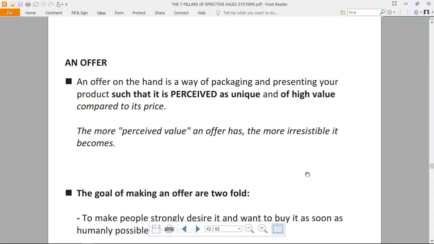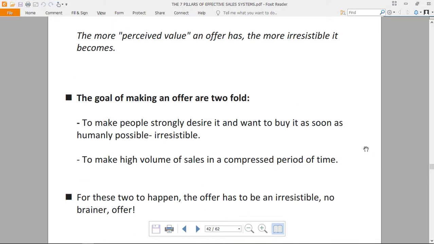Now, the goal of making your offer is twofold. Number one, to make people strongly desire it and want to buy it as soon as humanly possible. So you want to fire up the desire in people and make them want it now. And if possible, if they have the money, they want to buy it now. So your offer is irresistible.